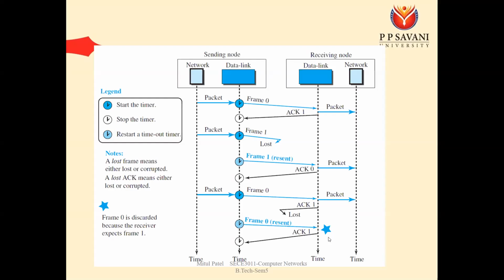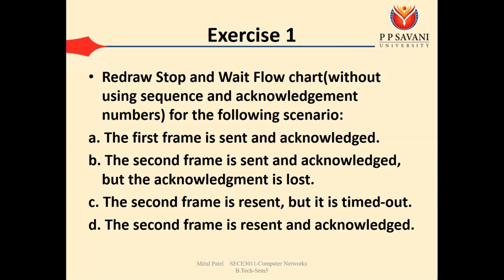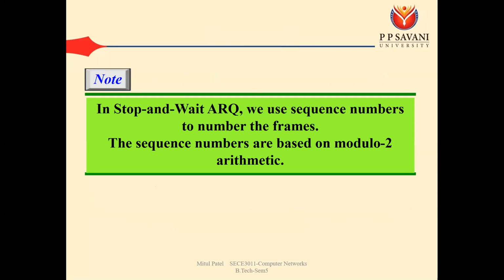That frame 0 is discarded. The duplicate frame arrives, that is discarded. The thing is the receiver is expecting frame number 1, but now it is getting frame number 0. And again it will send acknowledgement number 1. Okay, so this is the approach we use in stop and wait ARQ. These are some examples, you try to perform this task on your own.